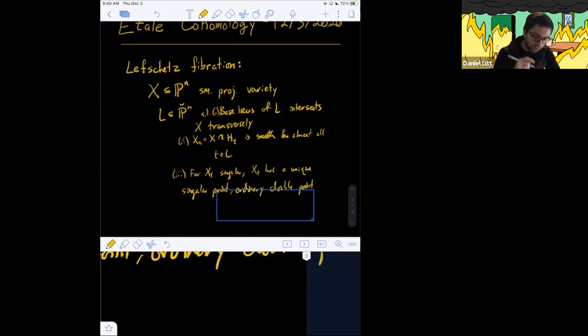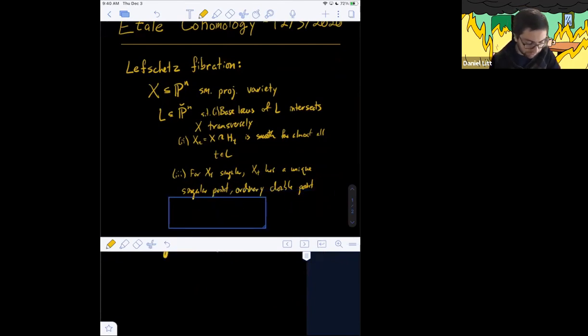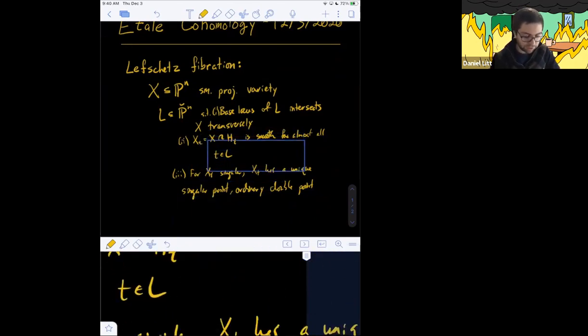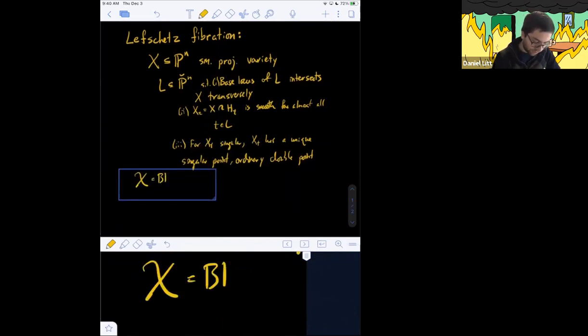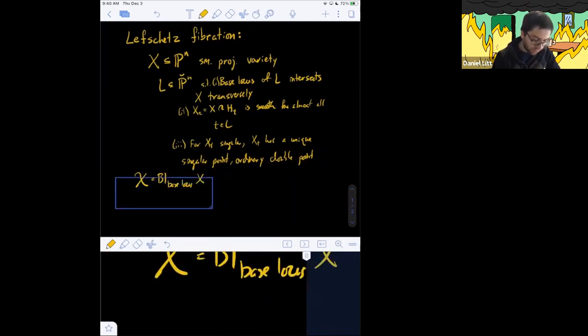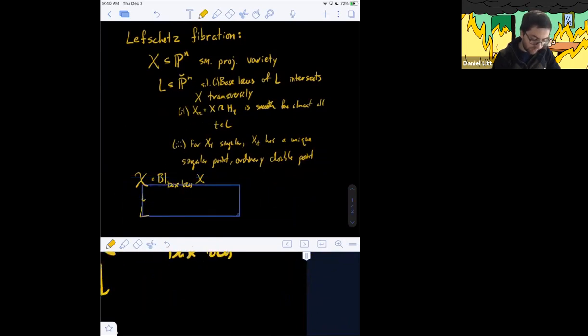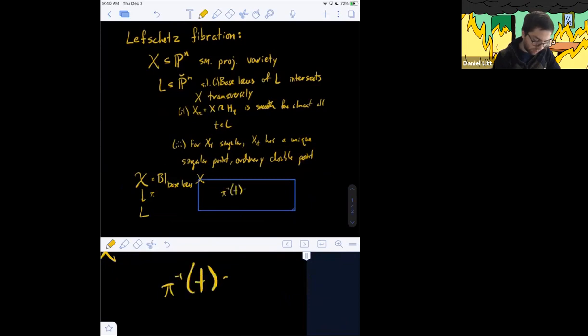So this was the situation we were studying, and I claimed that via a Bertini argument, any smooth projective variety, maybe after changing the projective embedding, admits such a Lefschetz pencil. So this is a very general situation. And then we were studying the monodromy of the base, of the open subset of L where these X_t are smooth. So we get this family, which I'll call X, which is the blow up of X along the base locus, mapping to L. We get this map, which I'll call pi, and pi inverse of t is X_t.